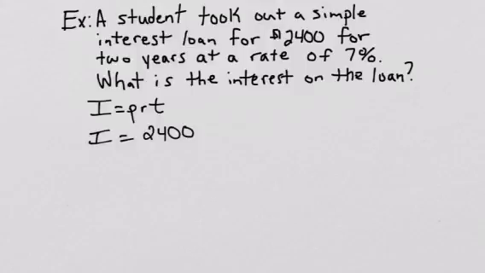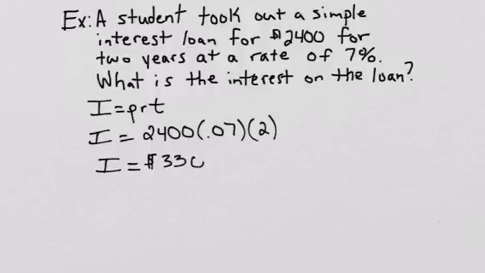R is the rate of the interest, which is 7%. So again, we turn that into a decimal, so 0.07. And then T is your number of years, which is 2 years for this loan. And so we just plug in for my principal, rate, and time. Now if we take those three values and multiply them together, we get an interest value of $336.